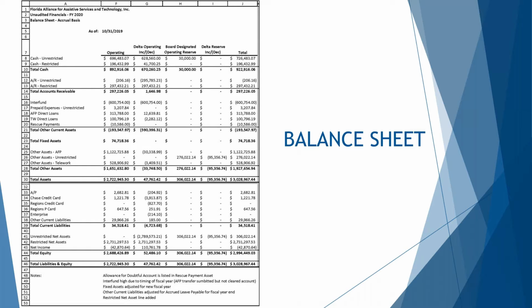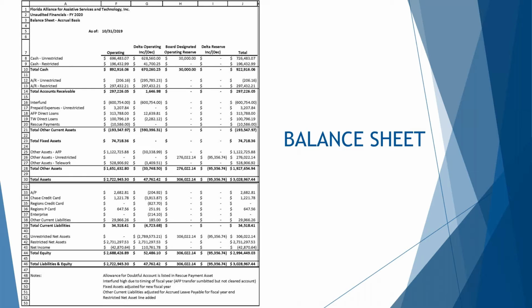The individuals in the office who have Chase credit cards would be our executive director, myself as comptroller, our deputy director, the director of operations, and then our I&A specialist, because he does occasionally go on public awareness activities and he uses his card for any travel expenses. For the enterprise account, that's just our Enterprise when we rent cars, and then our other current liabilities, I believe, includes our accrued leave payable for the fiscal year.